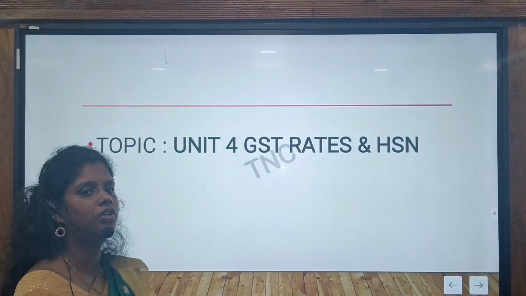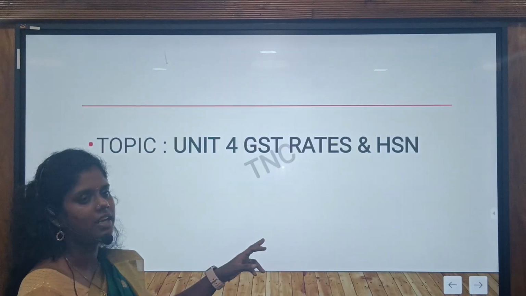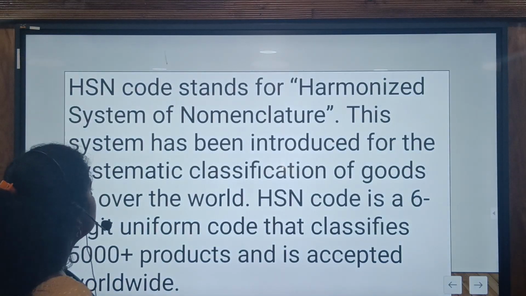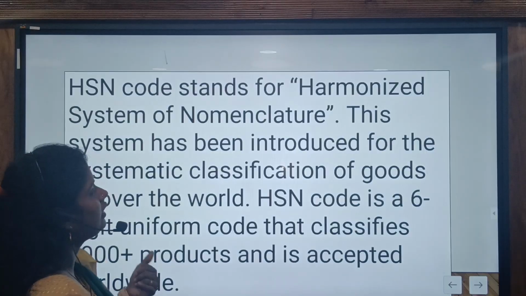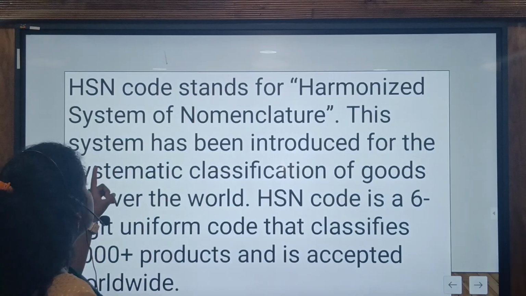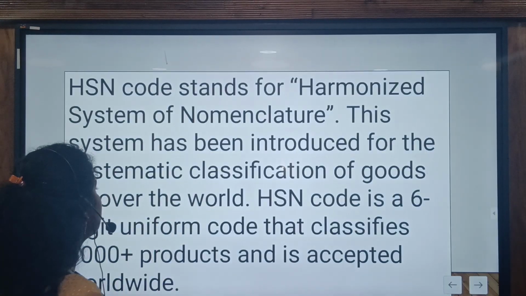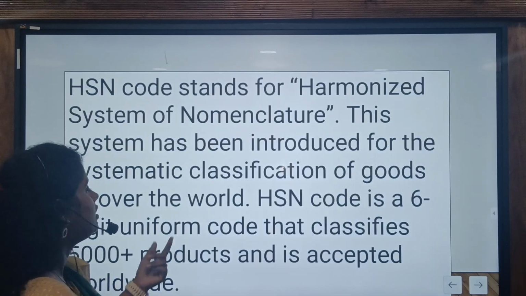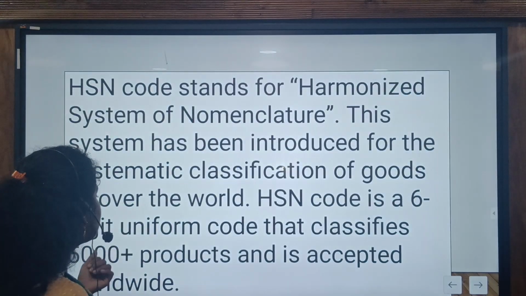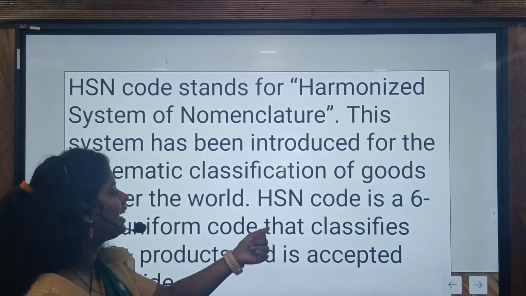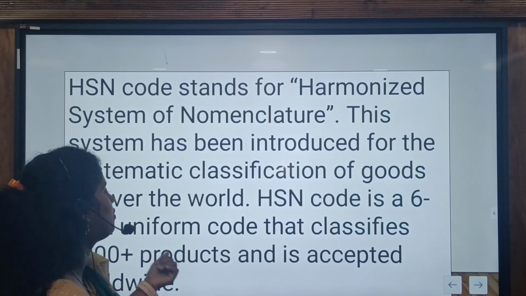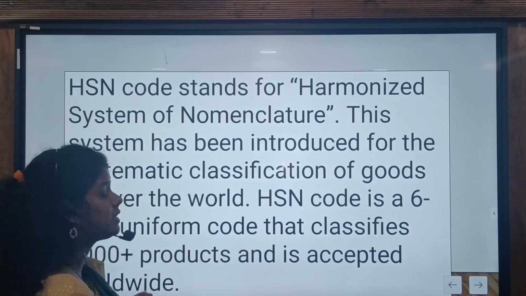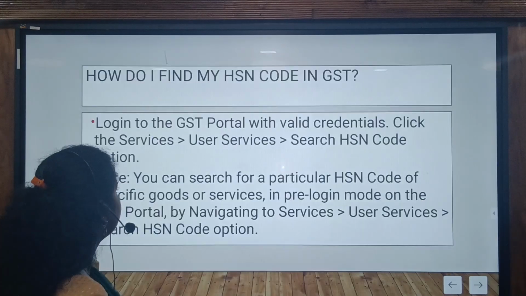So now we'll move on to Unit 4, GST rates and HSN. HSN code stands for Harmonized System of Nomenclature. This system has been introduced for the systematic classification of goods all over the world. HSN is a 6-digit uniform code that classifies 5,000-plus products and services and is accepted worldwide.